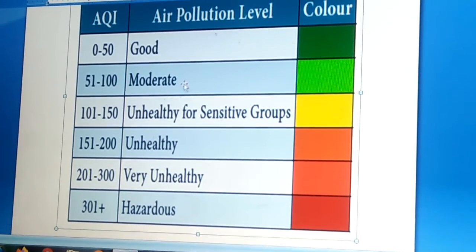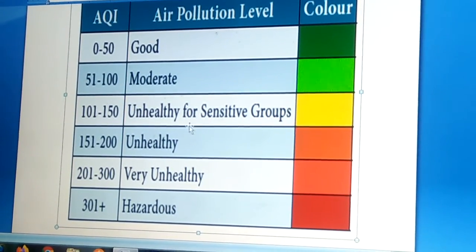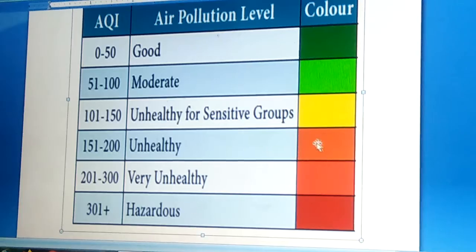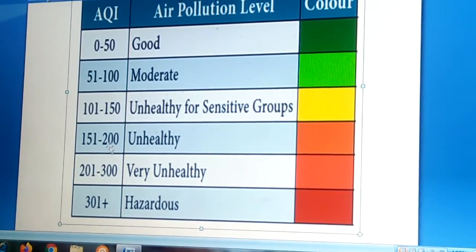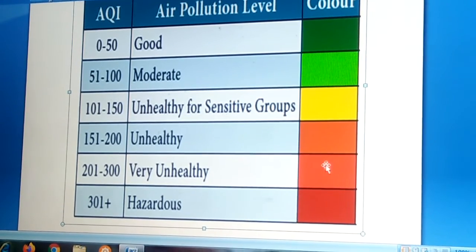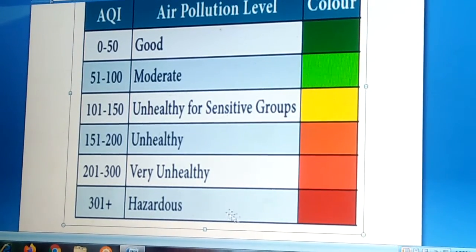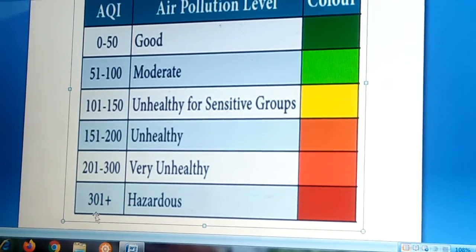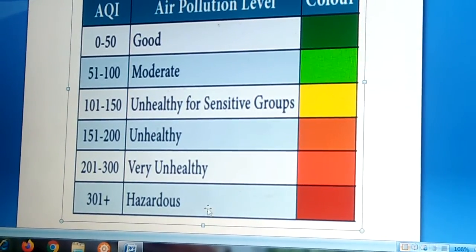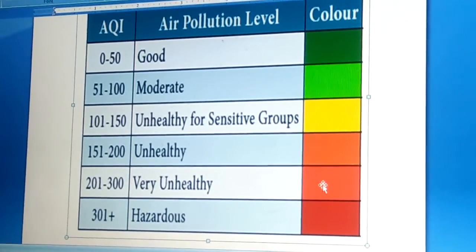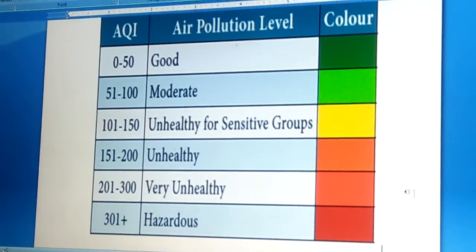Then this color indicates moderate. Now this color, yellow, refers to a level of pollutant in the air that is unhealthy for sensitive groups. Now this is for unhealthy, the range is 150 to 200. And 201 to 300 is indicated by this color, which is very unhealthy. Now this dark color indicates pollutants above 301, which is highly hazardous. From these colors we can identify to what extent the air is polluted. Okay, thank you students.